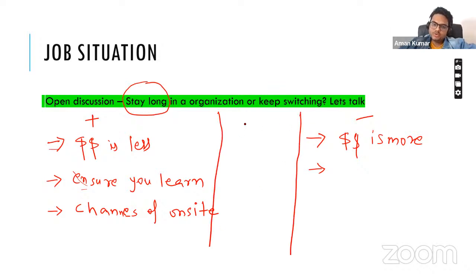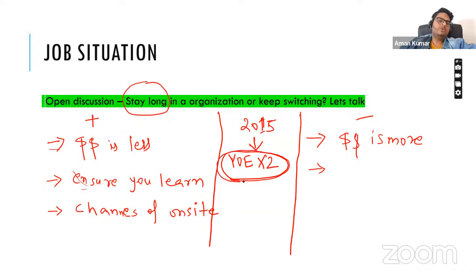If I talk of 2015, then people with years of experience into two was considered to be a good salary. That is what I have observed during 2015-16. That time, years of experience into two was considered to be a decent salary. I'm not talking about a 2-year, 3-year guy. Take the example of a 10-year guy.